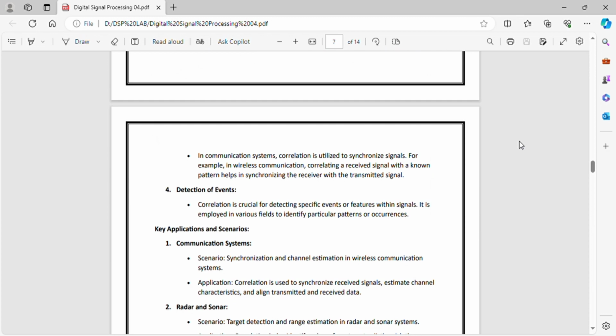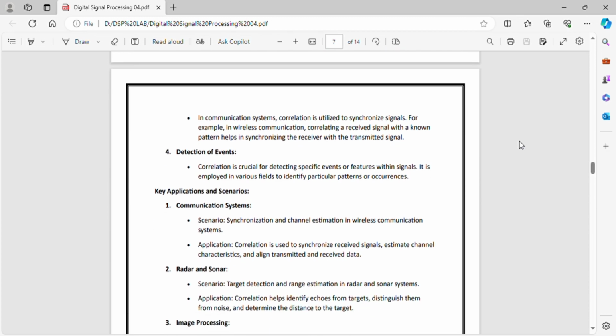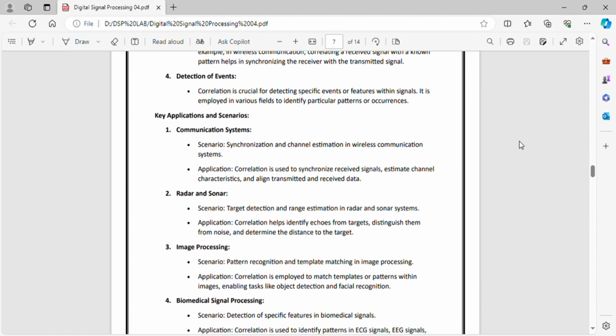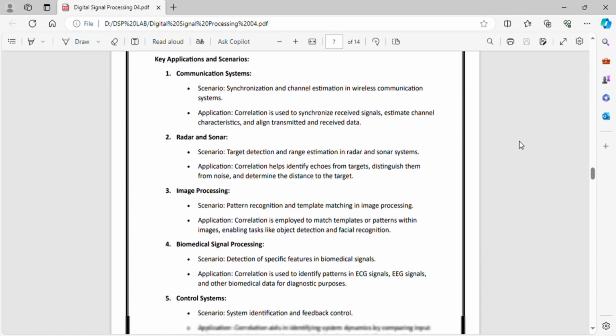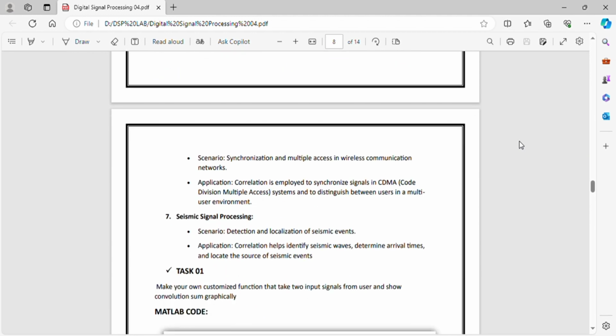Well, the key applications and scenarios are communication systems, radar and sonar, image processing, biomedical, control systems, and seismic signal processing, and their scenarios and applications are as shown below. So in MATLAB, now we'll explain some codes.